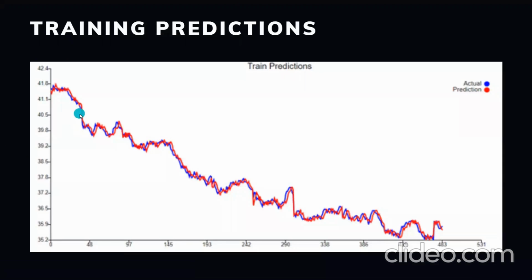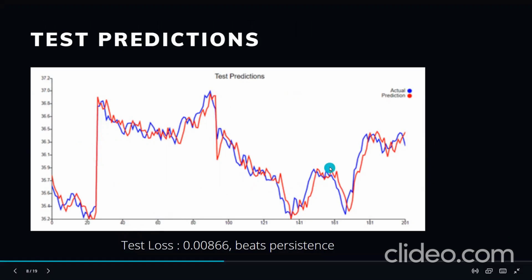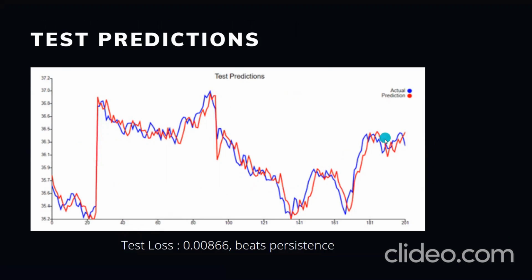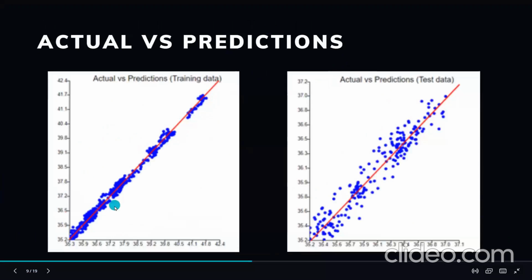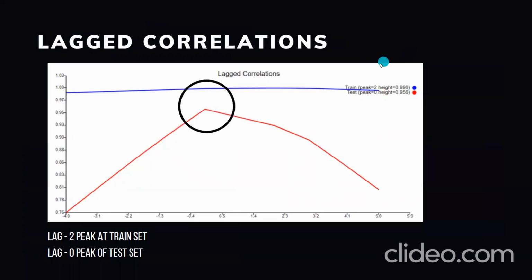Now for our training predictions, there are still some very clear signs of lag, so our network isn't fitting the training set that well. For test predictions, there are also some signs of lag. The test loss is 0.068, which beats persistence. As for scatter plots, they are tightly around the x equals y line, which shows we are not systematically over or under predicting.